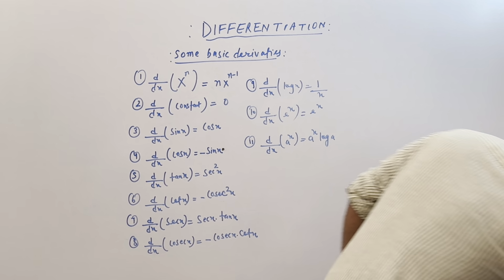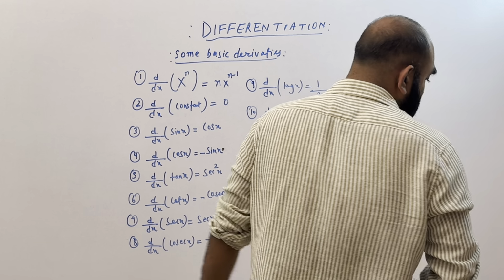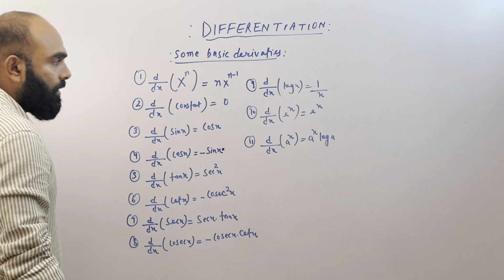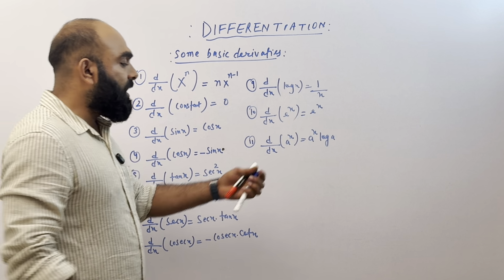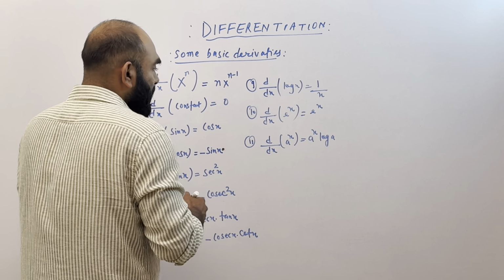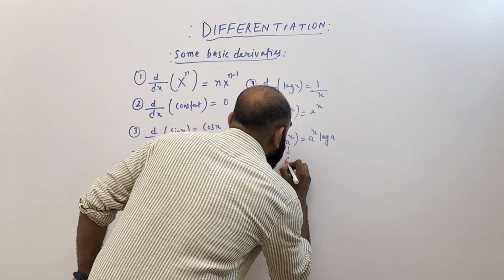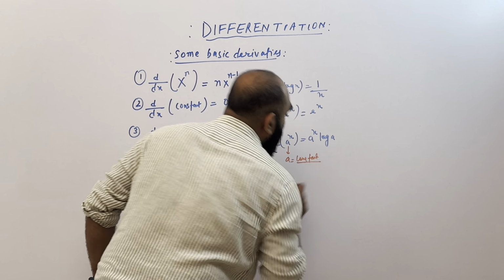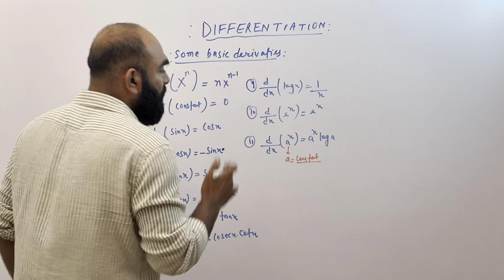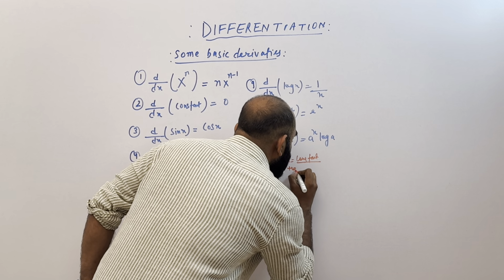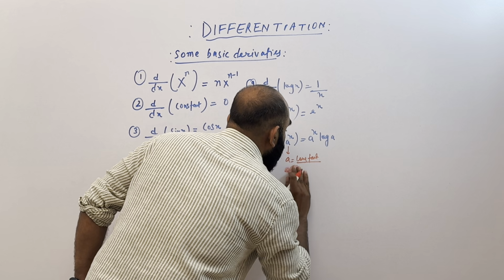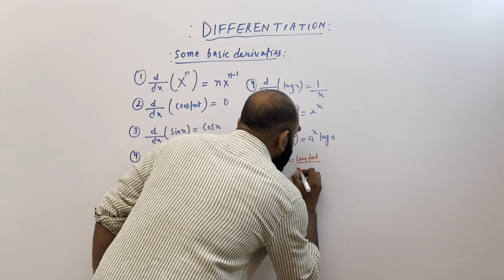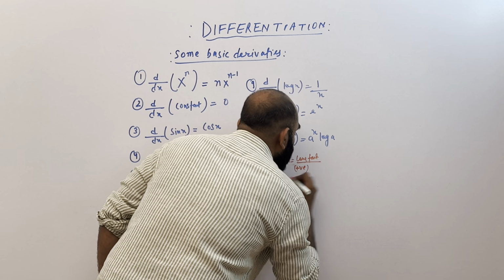Now, take a screenshot. What is here? a is there. a is nothing but some constant. This can be a positive constant. a is some positive constant.